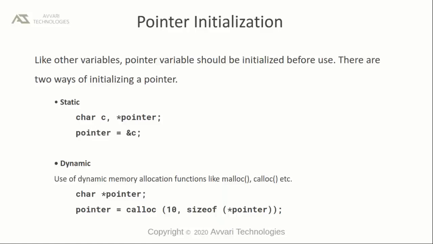Here in a static pointer, we defined a variable, character, and a pointer, where pointer is used to store the address of variable C.